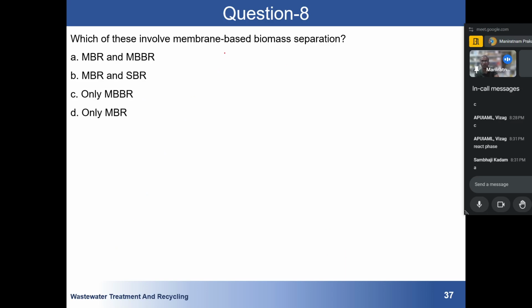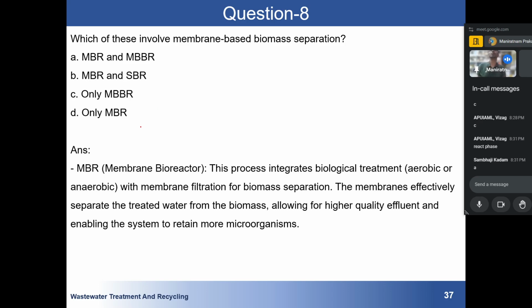Which of these involve membrane and biomass separation? Remember from the name. This is a very easy question, I'm not going to discuss it. The name itself suggests that this is the membrane bioreactor, that is MBR. So the correct answer will be MBR. We have discussed this too much.